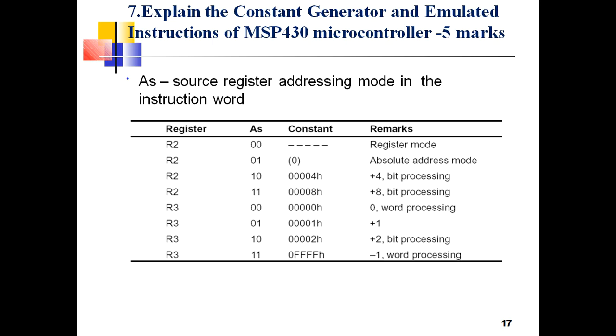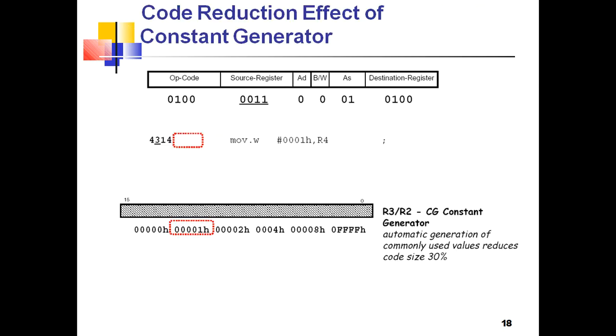Now it's done for R2. Now we'll go for R3. Again for the 00 to 11 combinations, it starts with different values: 0, plus 1, plus 2 and minus 1. These are the values going to be produced by the MSP430. And here is how the constant generator is going to work.